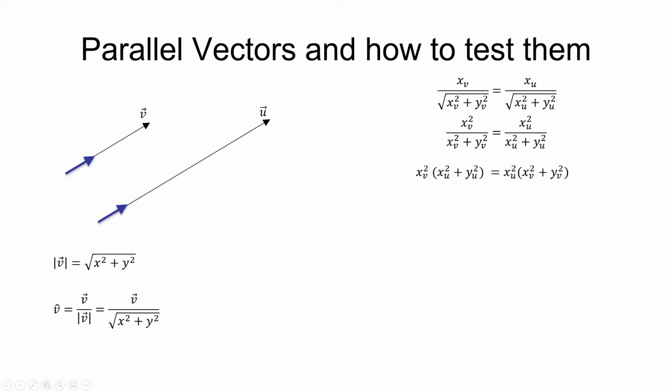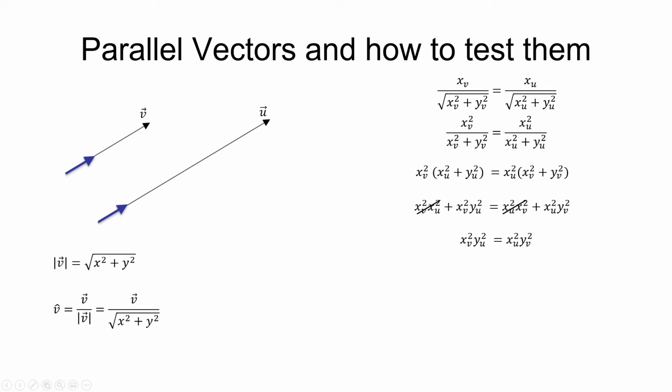Now, let's remove the brackets by multiplying the xv squared by xu squared plus yu squared, and similarly the xu squared by xv squared plus yv squared. Now we can find like terms. Here is xv squared here and here, multiplied by xu squared here and here. These two terms are identical, therefore cancel themselves, and we get a significantly simpler equation now. xv squared times yu squared equals xu squared times yv squared.